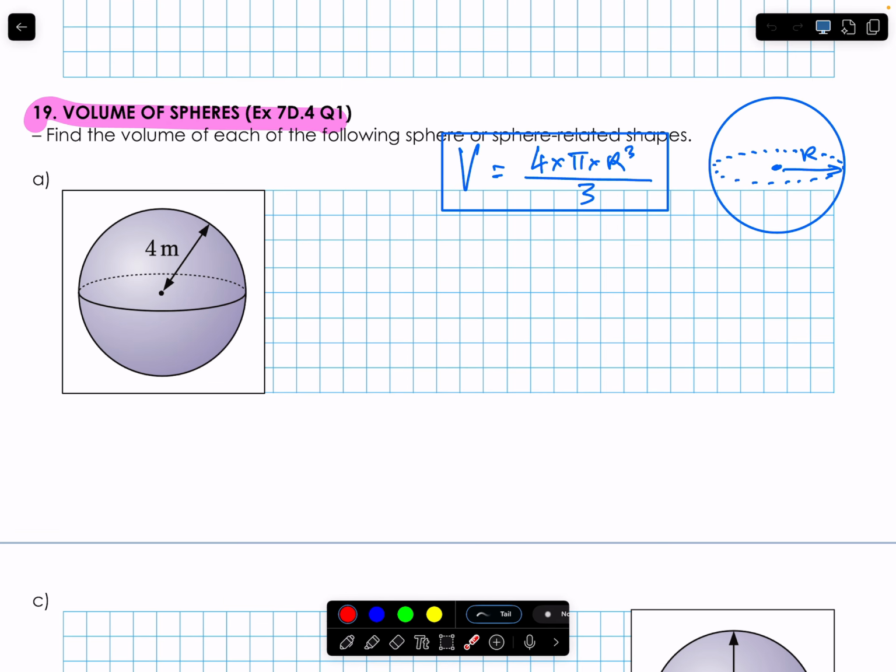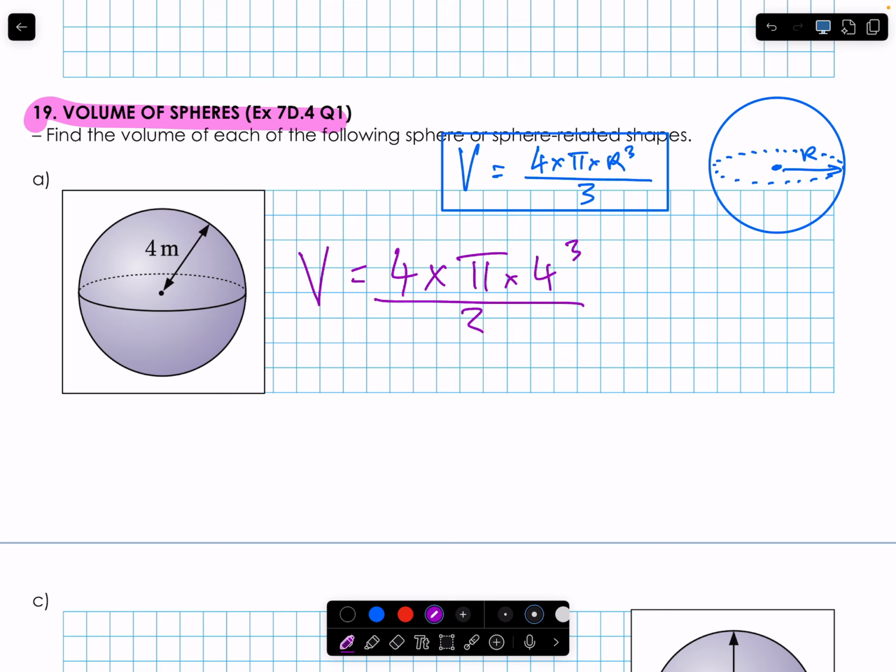So let me demo. I always give you a freebie question here. Volume is equal to 4 times pi. I don't get to decide the 4 and the pi. I decided that for you because I'm better than you in this situation. Then the radius was 4, and I'm cubing it.